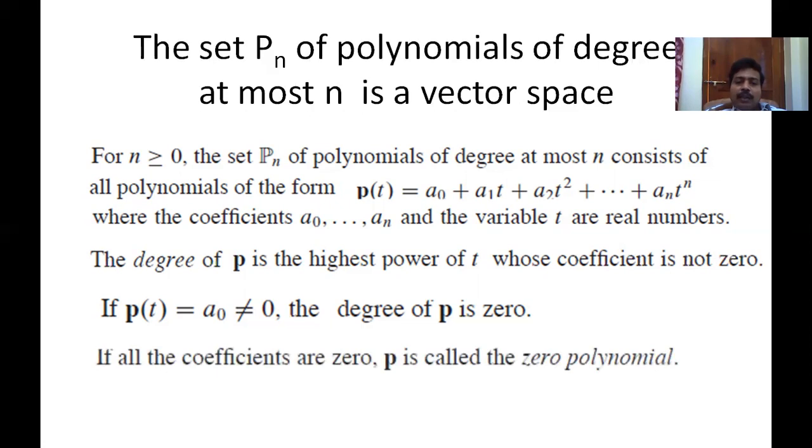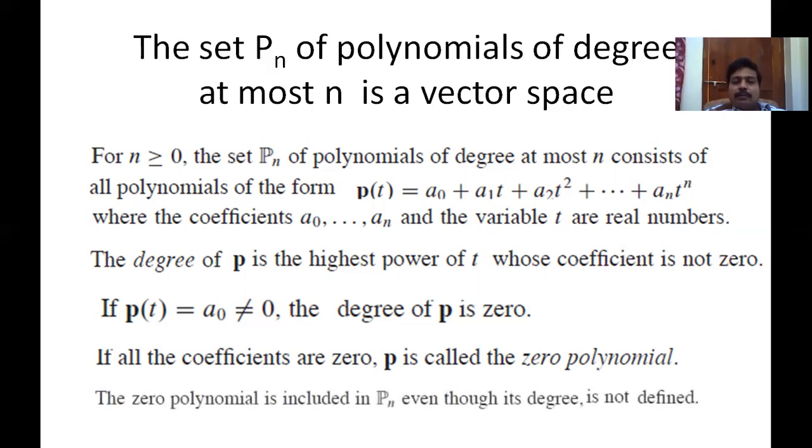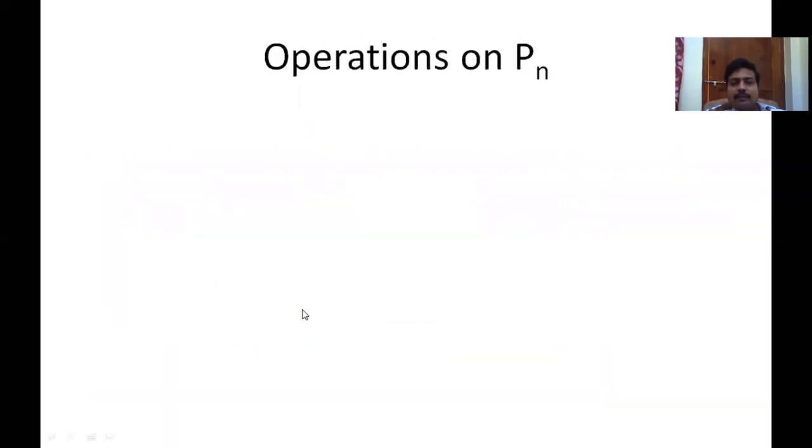If a naught is also 0, that is, p(t) is 0, then p is called the zero polynomial. But its degree is not defined. But it is also a polynomial, it is called the zero polynomial. It is also in our Pn, the set of all vectors of degree at most n.